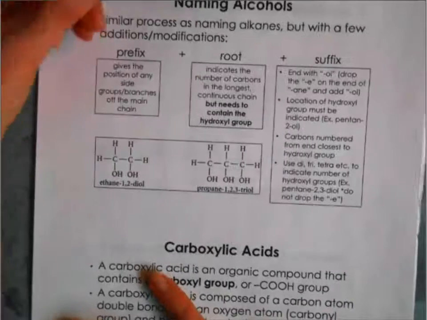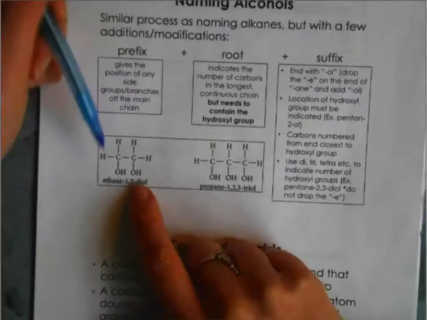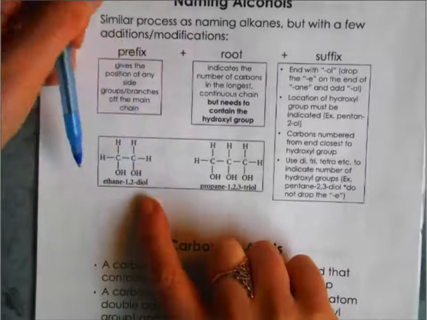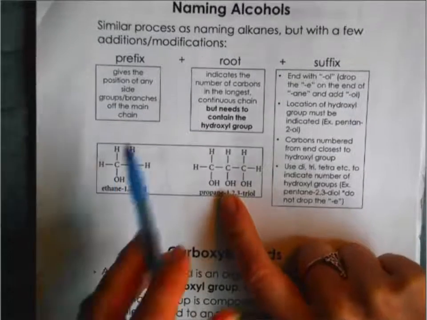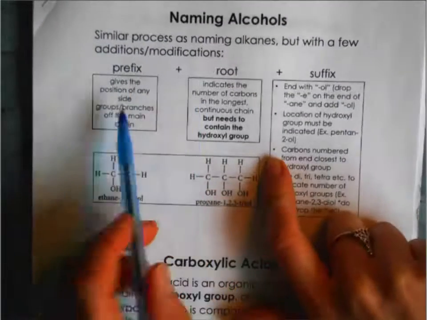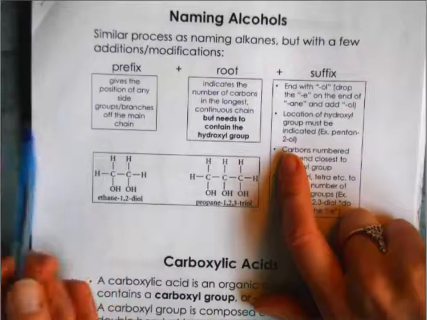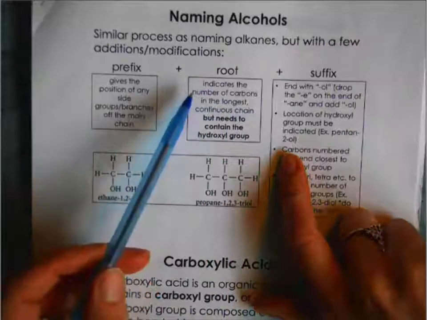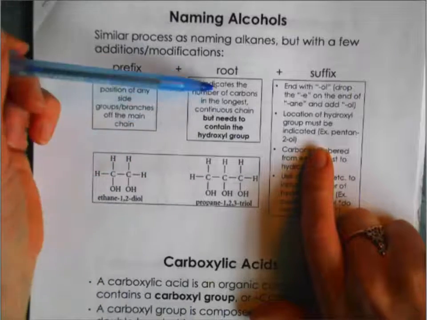Okay, so the prefix is going to give the position of any side groups or branches off the main chain. Now the examples that I have down here don't have side branches, they're just straight alcohols, so I don't have that there, but I'll show you that in a second. Then you have the root. The root is always basically the root name of the parent chain, so whichever chain has the longest continuous chain of carbon.